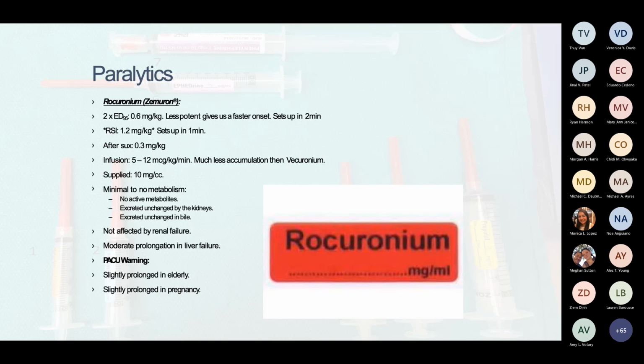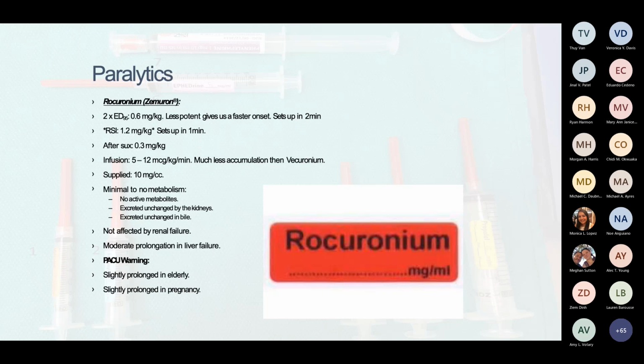You can also use it as an infusion, though it's a little bit less common, and it tends to result in less issues than long-term administration of vecuronium. It's supplied 10 milligrams per ml, usually in a 5 or a 10 ml vial. The nice thing is you don't have a whole lot of the metabolites that you run into with vecuronium or something like that. It's generally not affected by renal failure, and you may see a little bit of prolonged duration if they have liver failure, but it's not quite the big warning.